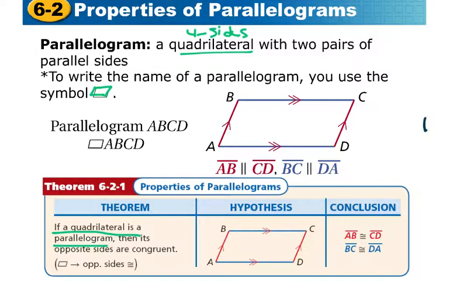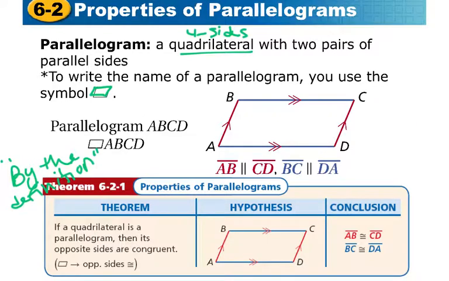Our official theorem, if you will, is that if there's a quadrilateral, and that quadrilateral has been said to be a parallelogram, then its opposite sides are congruent. So we know by the definition of a parallelogram, which is why it's called a parallelogram, because of the parallel sides, opposite sides are parallel.